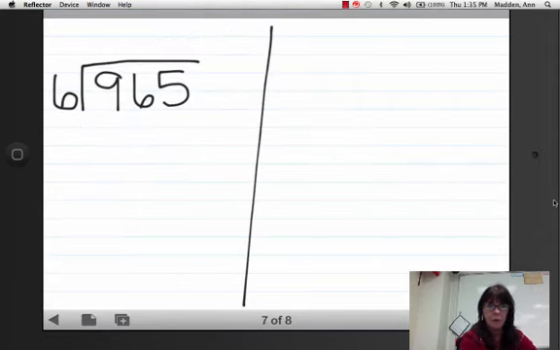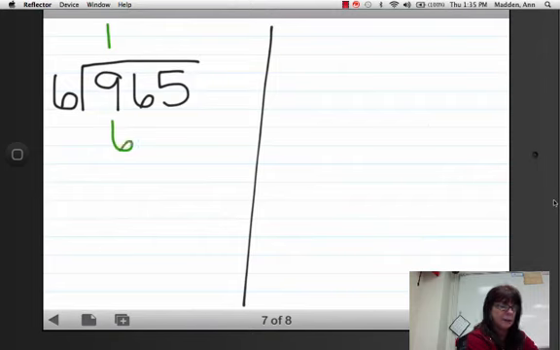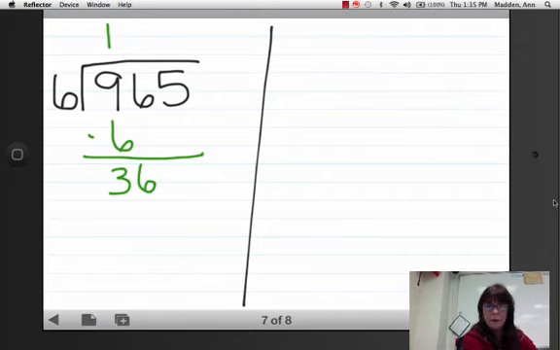Let's go to the next equation. Okay, again, while you're doing the work, I'd like you to pause and then go back to find out if you've done it correctly. Does 6 go into 9? Yes, it does. Once. So I'm going to subtract. Bring down my 6. Does 6 go into 36? Yes, it does. 6 times.